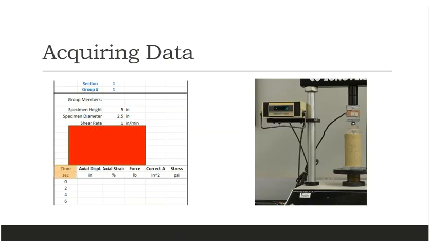You will read the force applied on the soil every 2 seconds for a data point. The axial displacement can be calculated based on the constant shear rate of the specimen and the elapsed time of the experiment. Read the force from the test video.